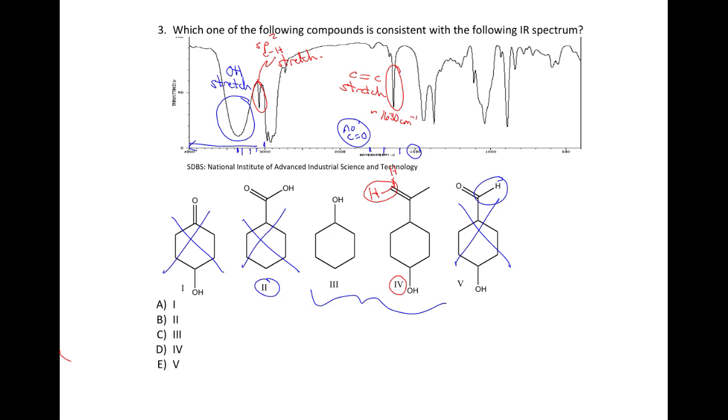Because if I have an sp3 hybridized carbon-hydrogen stretch, that's going to be anything just below 3,000 reciprocal centimeters. If I have the sp2 hybridized carbon-hydrogen stretch, that's around 3,100. And if I have an alkyne, the carbon-hydrogen stretch should come around 3,300 reciprocal centimeters. So I don't have that, and it's not one of the choices anyway. So that means that this spectrum must be compound 4.